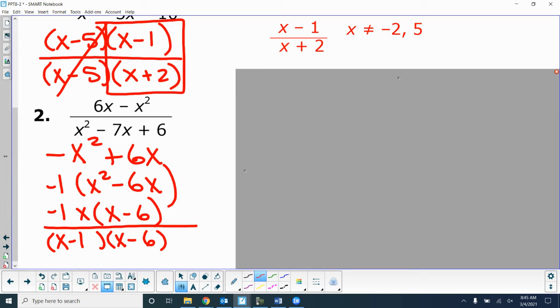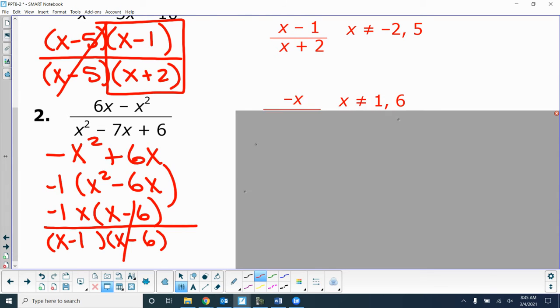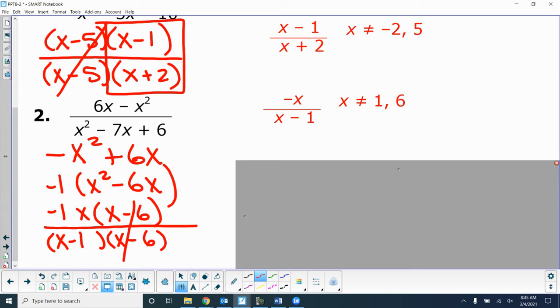So let's do this before we cancel stuff so we don't forget. What are the 2 restrictions? 1 and 6, right? Okay, Olivia? Why don't you guys do that first? That way you won't forget about it. 1 and 6 are the restrictions. And then I can cancel the 6's. So my answer is negative x over x minus 1. And then 1 and 6 is what x is not allowed to equal. That's what we were doing. Isn't that what I showed you yesterday? Yeah, exactly what I showed you.